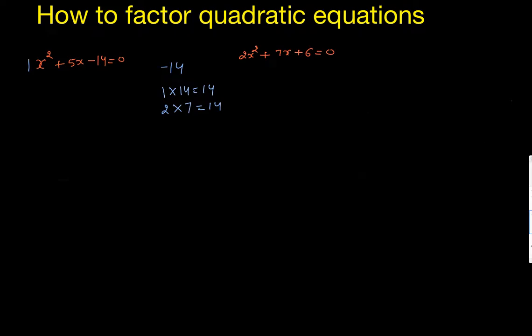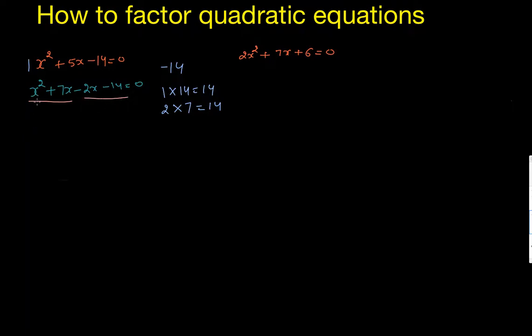So let's write that down and see how it looks. x squared, and we're breaking this 5x into 7x and negative 2x, minus 14 is equal to 0. This gives me 5x, and 7 with a negative 2 gives me negative 14. The next step is to break this into two parts. This is one part, and this is the other part.